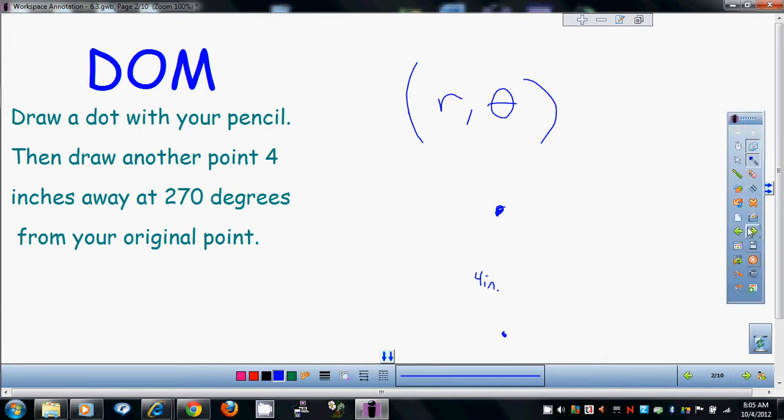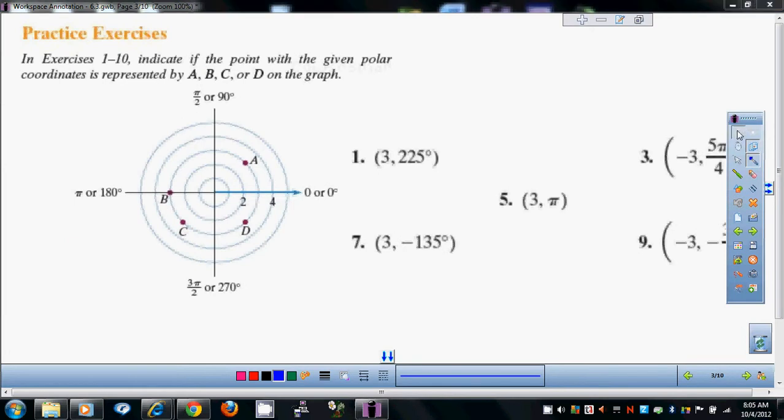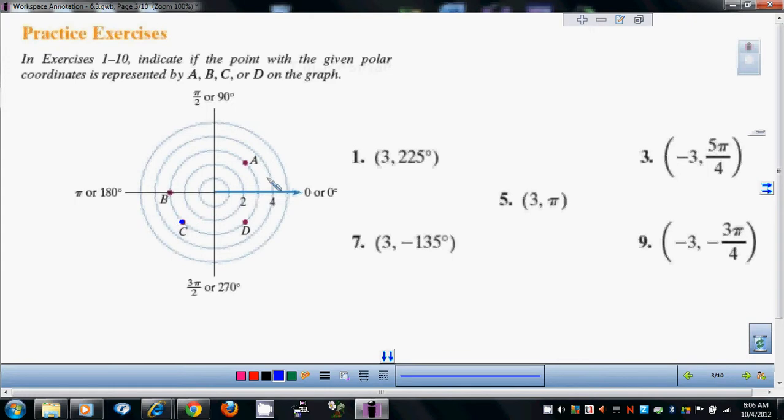Alright, so r, theta. The first thing we're going to do is work on plotting some polar coordinates. Alright, so number 1, 3, 225. That's the most basic kind. Everything's positive and it's in degrees. So you come out 3, 1, 2, 3, 225 degrees. We'll end up at what point? C. That's correct. So number 1 would be C.